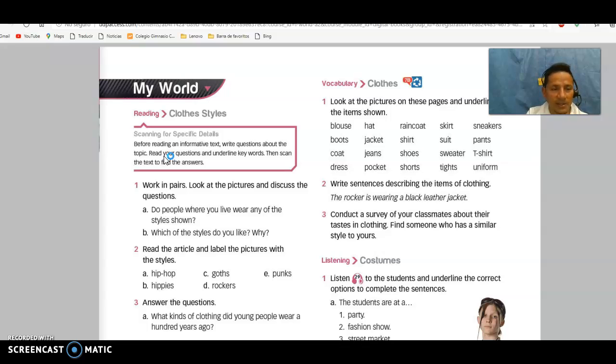So let me see this reading, clothes styles. So, scanning for specific details. That's good. That's one of the most difficult parts in reading comprehension. Scanning for specific details, just to understand some basic or main ideas that the writer wants to express to people when they're writing an article like this. It's complicated because we need to discover what the writer wants to tell us.